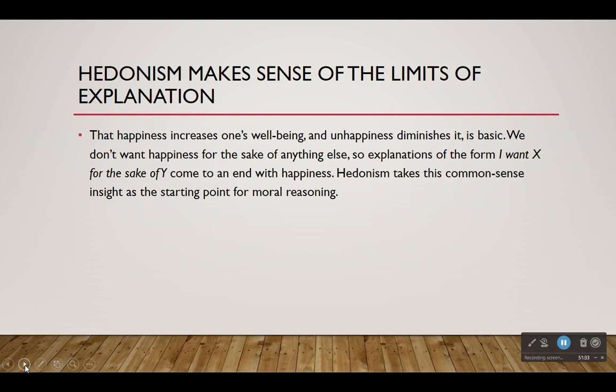So, because that's a very basic observation, that's a fundamental observation, that shows that we don't want happiness for the sake of anything else. So we've already talked about the distinction between intrinsic and instrumental values. This thought experiment here again shows that we want happiness for its own sake, not for the sake of anything else. It simply is the case that happiness improves one's life. So explanations of the form, I want X for the sake of Y, come to an end with happiness.